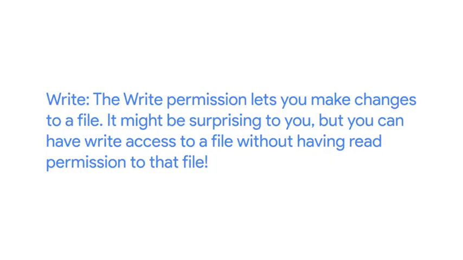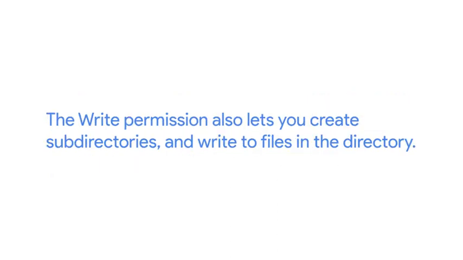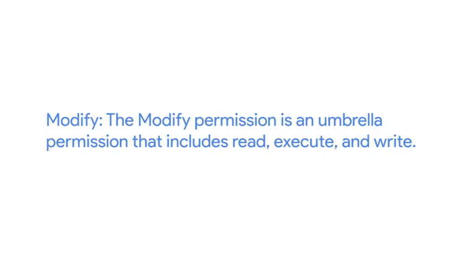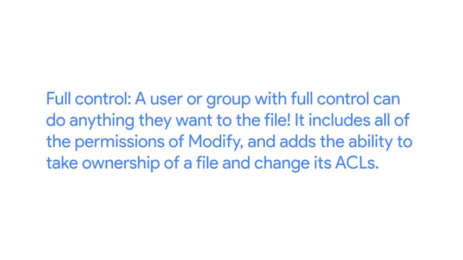Write. The write permission lets you make changes to a file. It might be surprising to you, but you can have write access to a file without having read permission to that file. The write permission also lets you create subdirectories and write to files in the directory. Modify. The modify permission is an umbrella permission that includes read, execute, and write. Full control. A user or group with full control can do anything they want to the file.